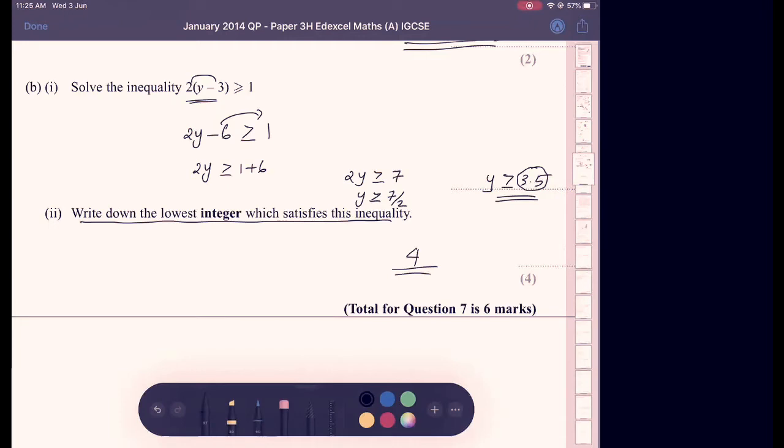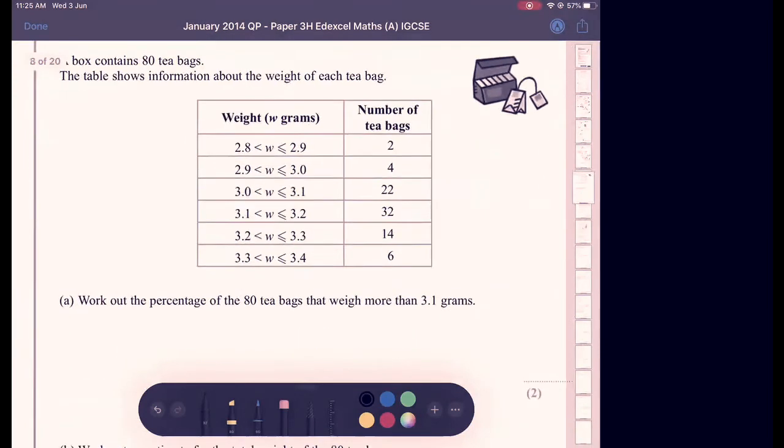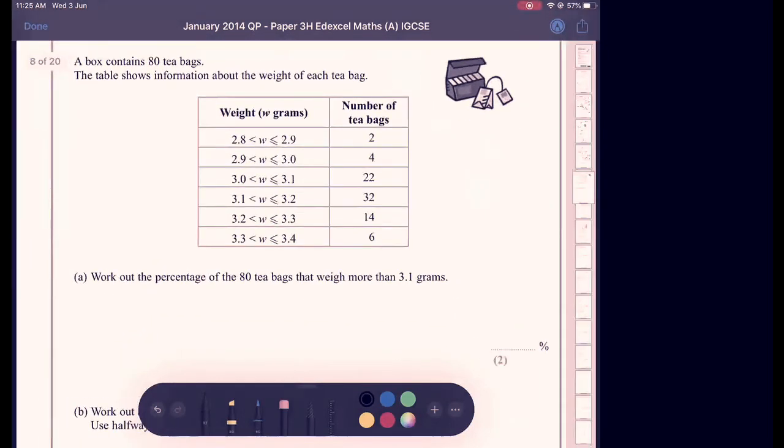Work out the percentage of the tea bags that weigh more than 3.1. So 32, 14, 6. Work out the percentage of 80 tea bags that weigh more than 3.1. More than 3.1 means we have to add these 4 values.